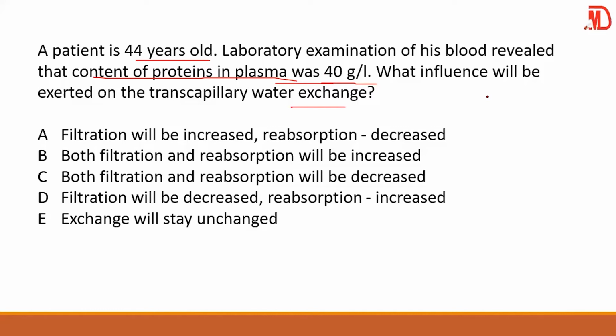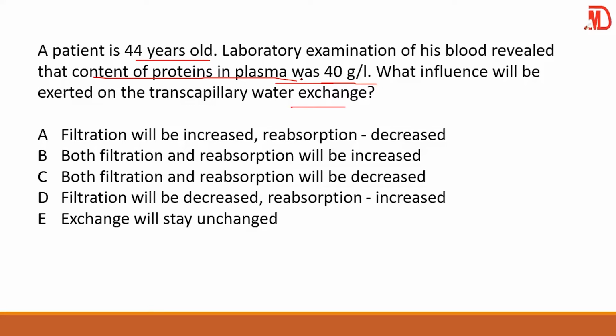60 to 80 grams per liter, which means that there is a low amount of protein inside the vessel. So the oncotic pressure is low. And if oncotic pressure is low, that means that fluid will be excreted from the vessel, drawn out of the vessel. So there will be increased infiltration and decreased reabsorption. Increased infiltration, meaning that more fluid will go out and less will be reabsorbed.